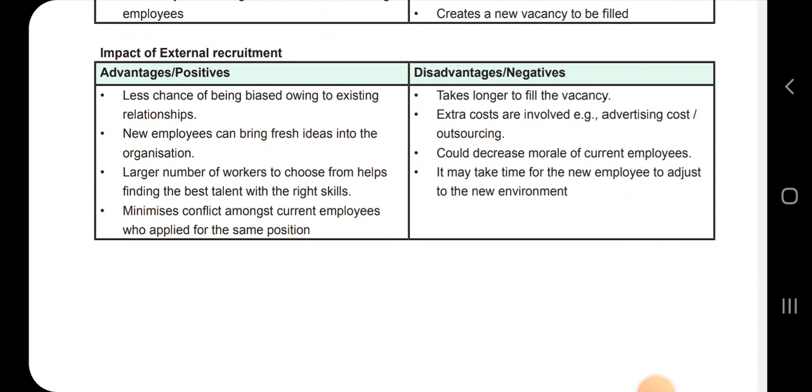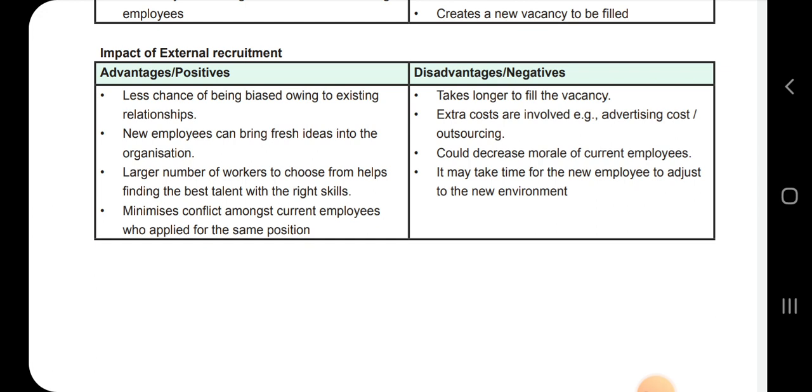So, impact of external recruitment. Advantage is a positive one, disadvantage is a negative impact. So, the positive impact is that there is less chance of being biased owing to existing relationships. It's somebody completely new and you don't have to show favoritism to them. New employees can bring fresh ideas into the organization. A large number of candidates to choose from helps in finding the best talent with the right skills. It minimizes conflict among current employees who applied for the same position. So you don't have them quarreling, competing over who will win it. There is no need for all of that.